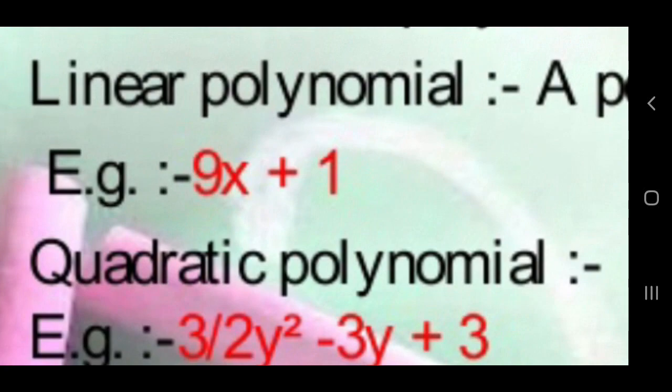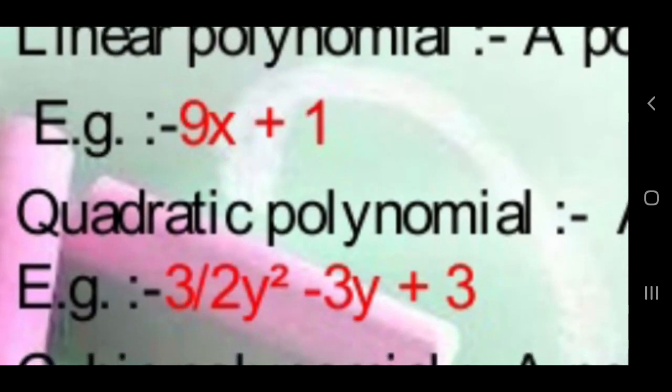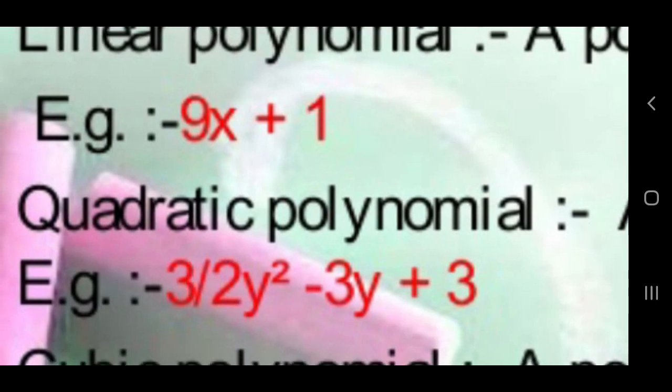Here example, 9x plus 1. What is the highest degree or highest power? 1. x raised to 1. So the degree is 1, it is a linear polynomial. Next, 3 by 2 y square minus 3y plus 3. In this example 3 by 2 is the coefficient. y square is in the numerator, not in the denominator. So its degree is 2. Maximum exponent 2, so it is a quadratic polynomial.